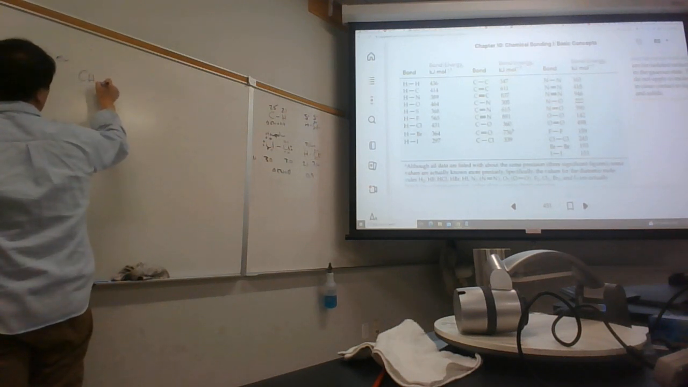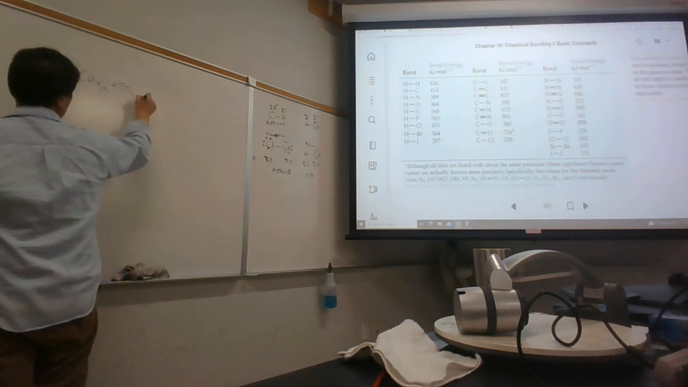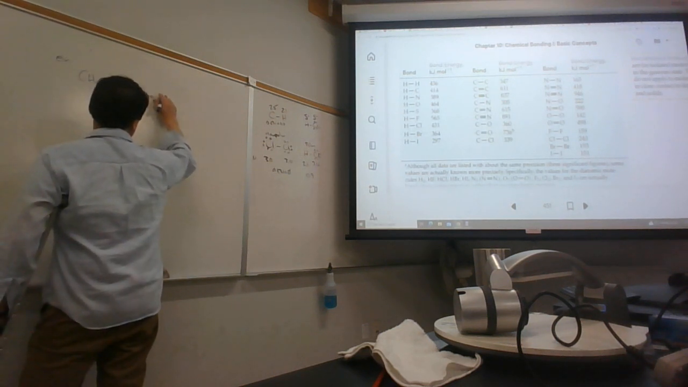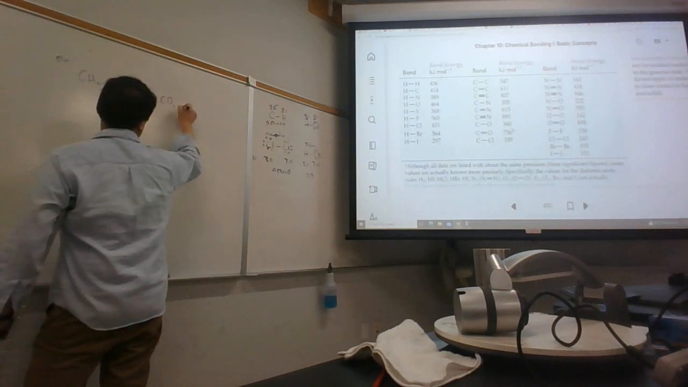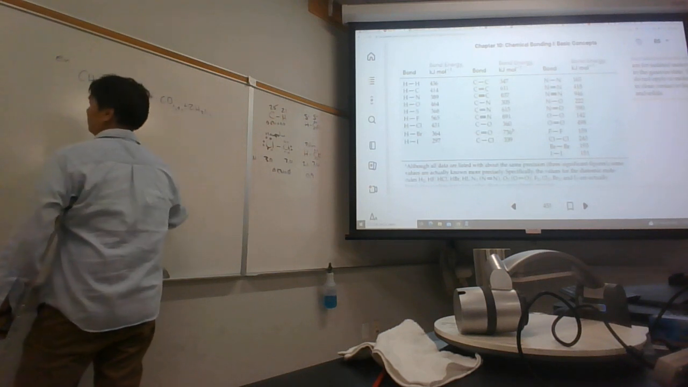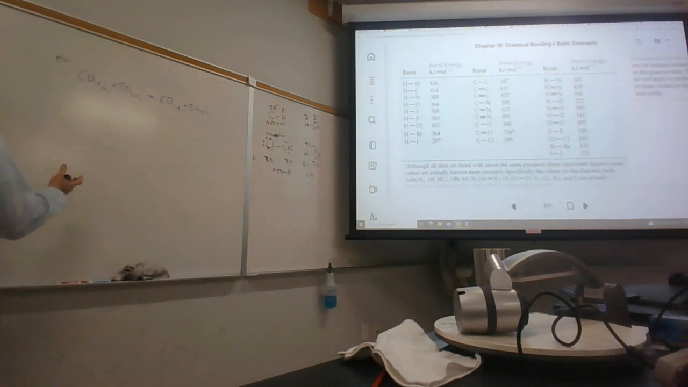Let's calculate it. It's going to be methane plus 2 O2 yields CO2 plus 2 H2O liquid. And so in order to use this, we have to look at all the bonds, so we'll have to draw the Lewis structures. This is the Lewis structure, but how would I draw it more three-dimensionally? What shape is this molecule? Tetrahedral. So that would be the typical way we draw tetrahedrals, and then we have two O2s.